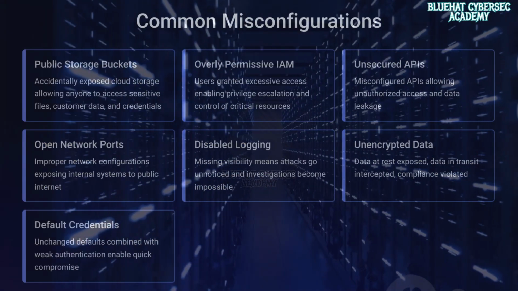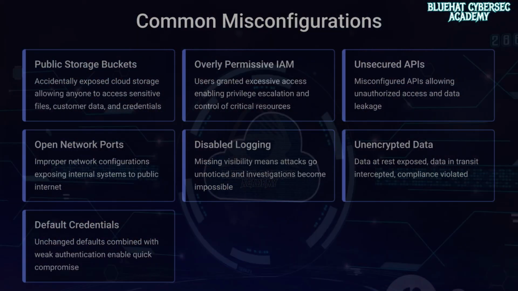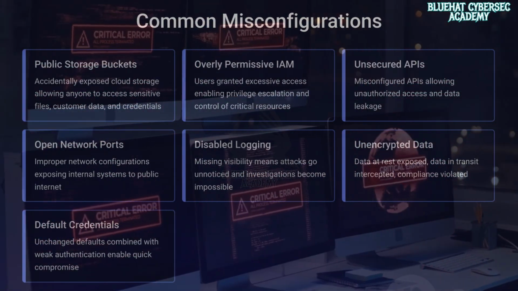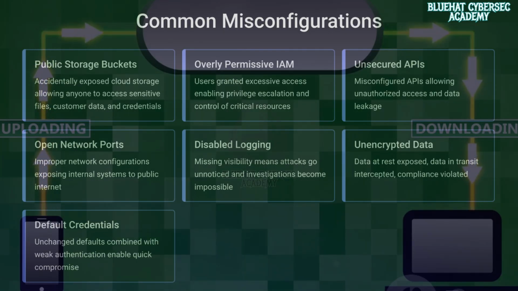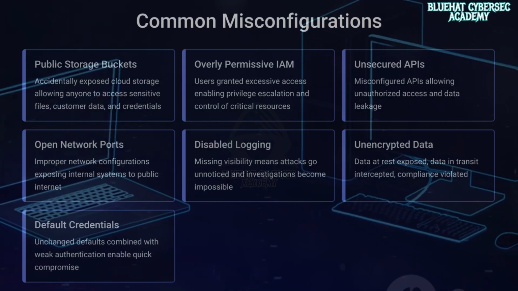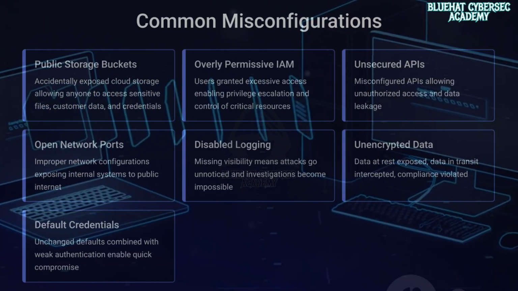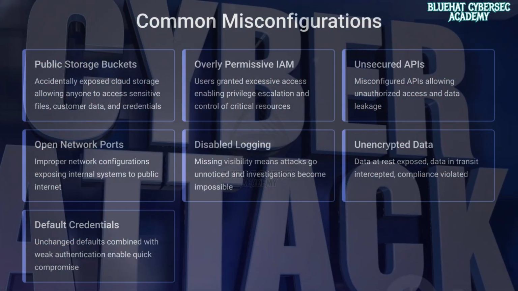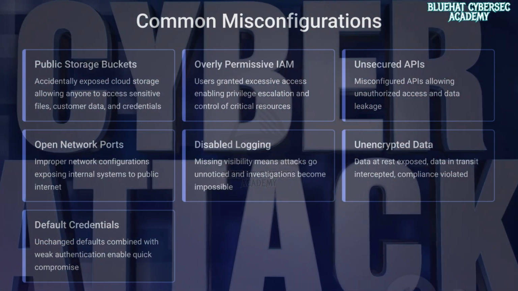Common misconfigurations and their impact. First, publicly exposed storage buckets. This is one of the most well-known issues. Cloud storage, like object buckets, gets accidentally set to public access. That means sensitive files, customer data, and even credentials can be accessed by anyone on the internet. And yes, this has caused multiple major data breaches.